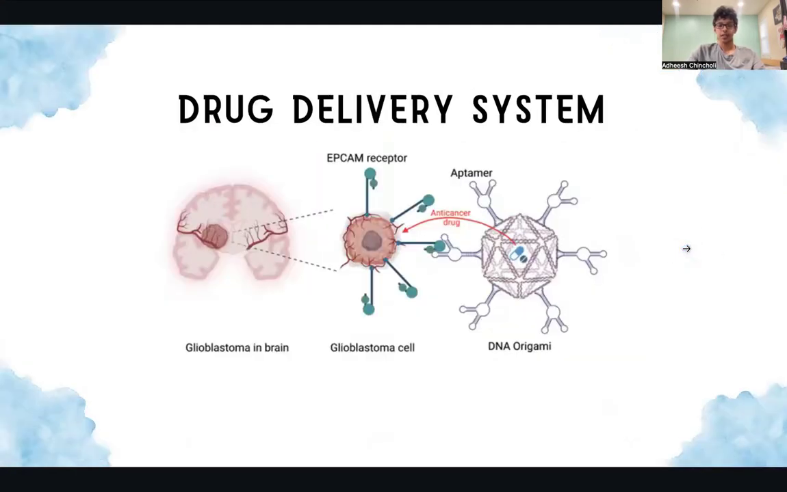Now, this slide summarizes how the drug delivery system would work. The aptamer recognizes and binds to the EpCAM receptor on the glioma cell surface. The DNA origami structure carries the anti-cancer drug, and once the binding occurs, the drug can be released directly into the cancer cell. This targeted approach minimizes damage to healthy brain cells and represents a step towards personalized nanomedicine.